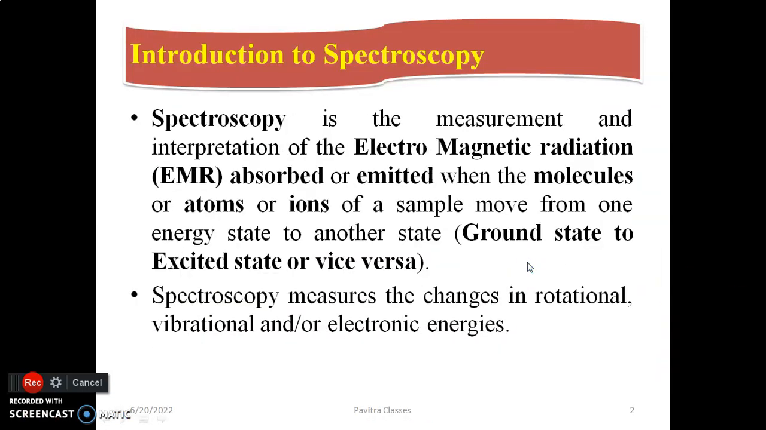So what is spectroscopy? Introduction to spectroscopy. It is the measurement and the interpretation of the electromagnetic radiation, EMR, absorbed or emitted when the molecules or atoms or ions of a sample move from one energy state to another energy state, maybe from ground state to the excited state. Spectroscopy measures the changes in the rotational, vibrational and the electronic energies.